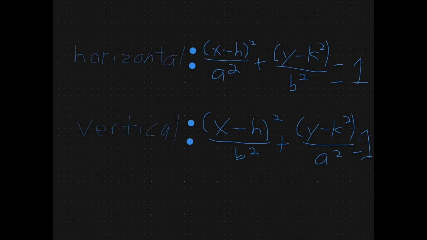There are two standard equations for ellipses. They are these two. As you can see, the difference between a horizontal ellipse and a vertical ellipse's standard equation is that you swap the A squared and B squared. Now let's get into solving some ellipse problems.